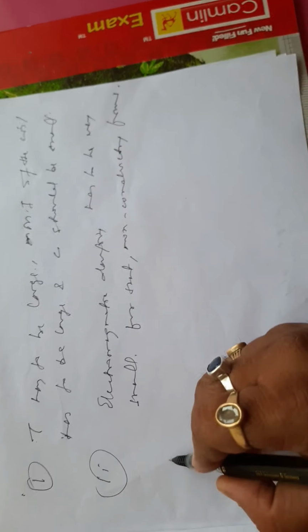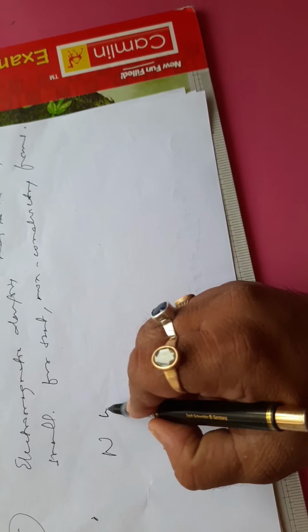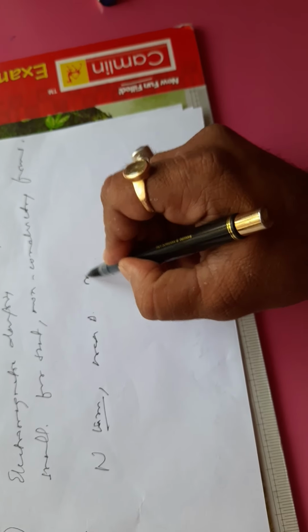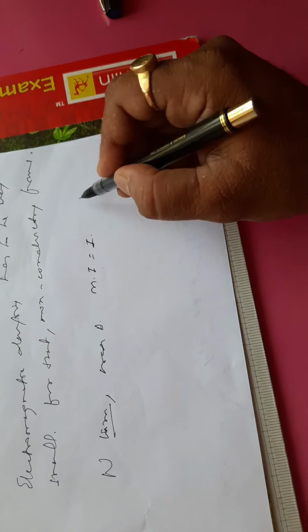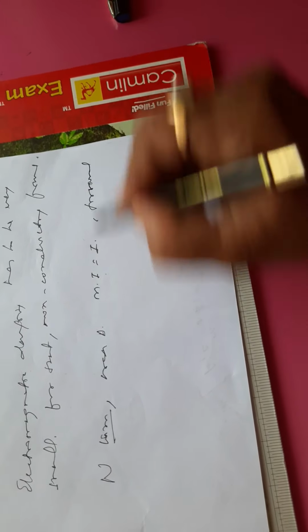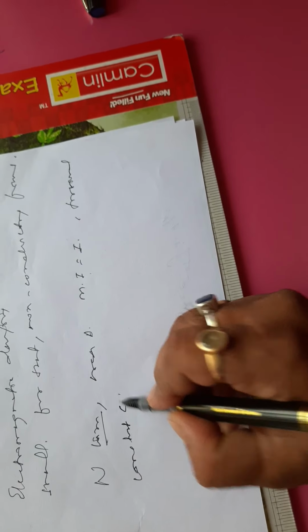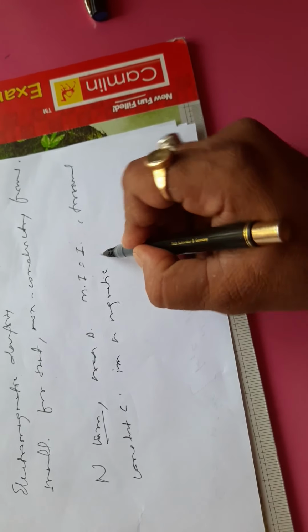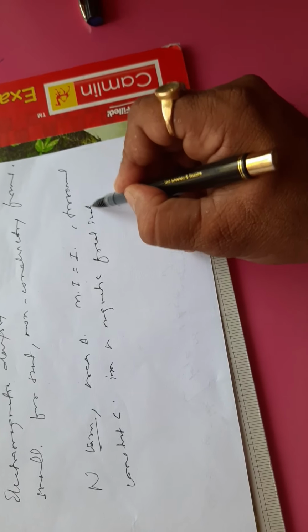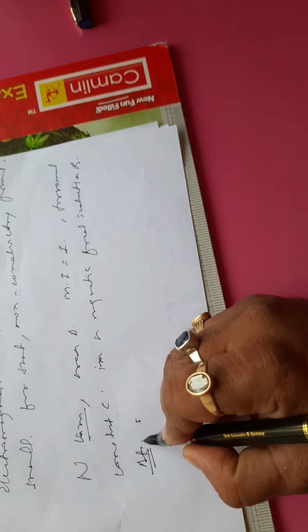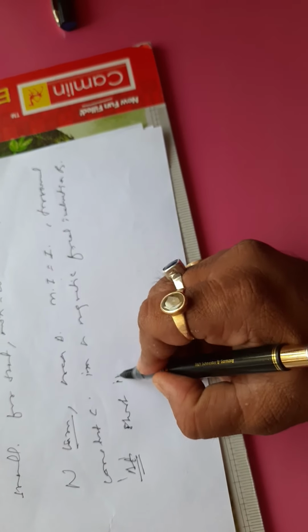Now we'll consider a galvanometer having N turns, area A and moment of inertia I, suspended from a torsion wire having a torsional constant C, in a magnetic field of induction B. Now we pass a current through the coil for a very short interval of time, and that time interval is delta t.